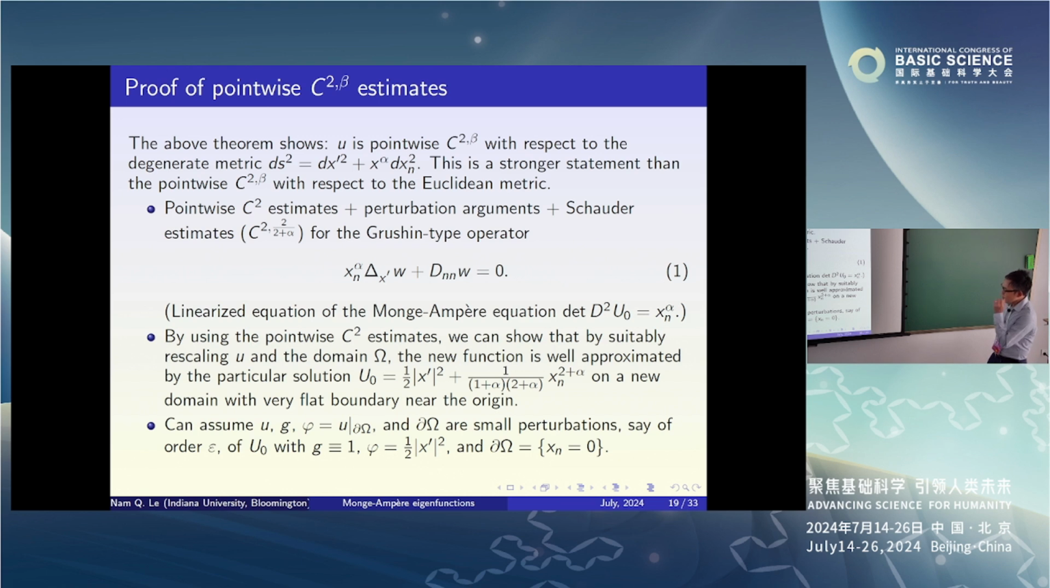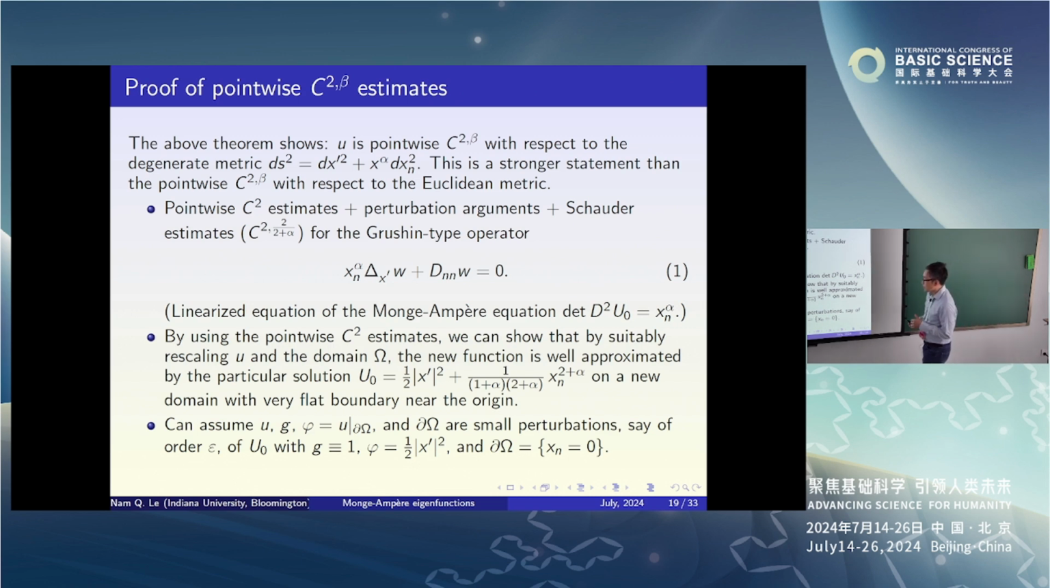All right, so let me say how to prove the pointwise C2 beta estimate. It's a little bit technical, but here is how it goes. Our domain is uniformly convex, but using the pointwise C2 estimate, we can rescale the function u and the domain so that the new function is well approximated by the particular solution u naught on the upper half space. When we rescale, the domain becomes flatter and flatter, so it becomes very flat. In the end, using the C2 estimate, we can put ourselves in the situation where everything is a small perturbation of the solution u naught on the upper half space. That's the main message.